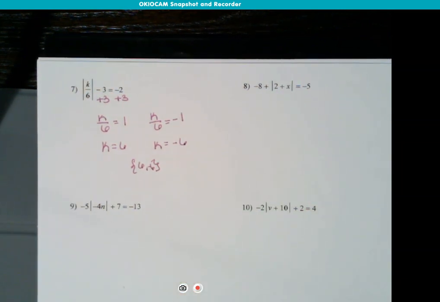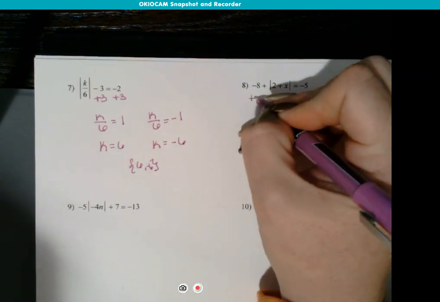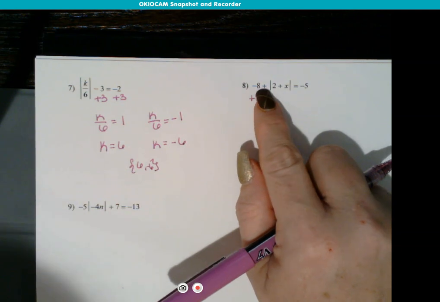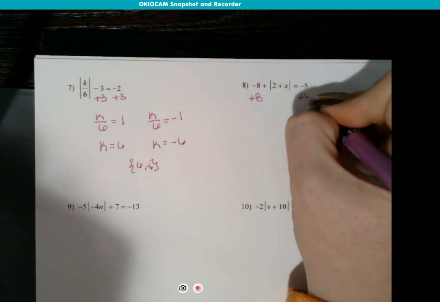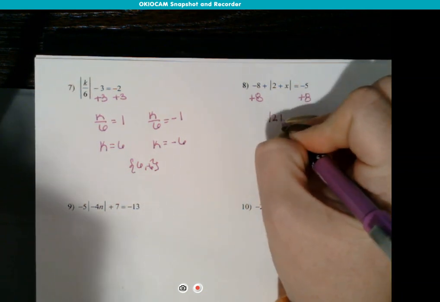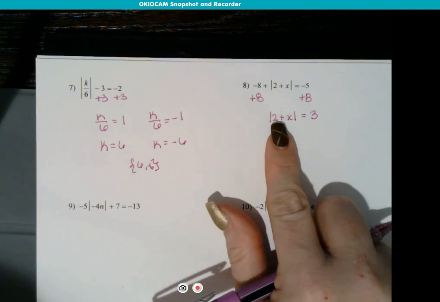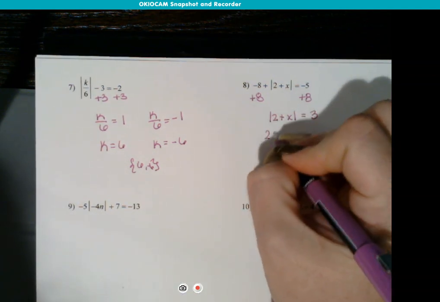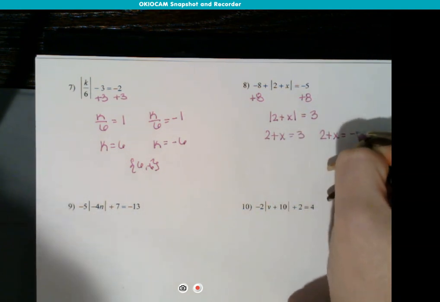Again, I'm awful at making that other parentheses. All right, this needs to be isolated. I'm going to add 8. Now, one of the misconceptions is that this is being multiplied by this. Because of the plus sign, this is the minus 8, so we have to add 8 over here. And so the absolute value of 2 plus x equals 3. Is this isolated? Is this positive? Yes and yes. So my two equations: 2 plus x equals 3, and 2 plus x equals negative 3.